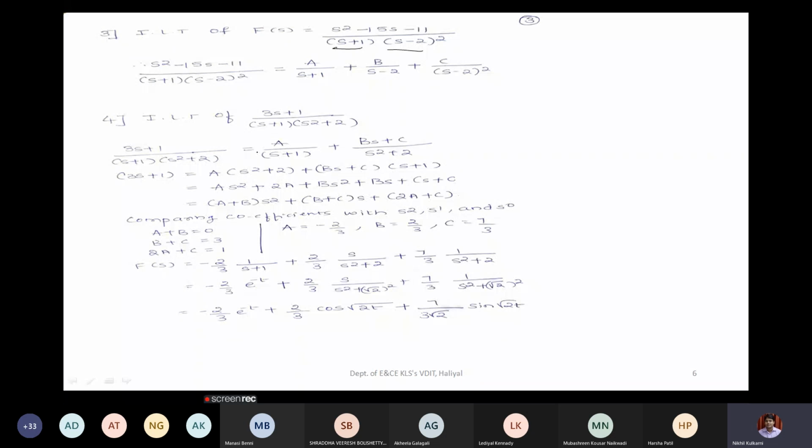And if you go to the fourth one, inverse Laplace transform of 3s plus 1 divided by s plus 1 into s square plus 2. So now it is not quadratic also, means it is not linear also. So you will not be able to find these roots properly. Here you may get like s equal to 1. So I will be telling you here a different method.